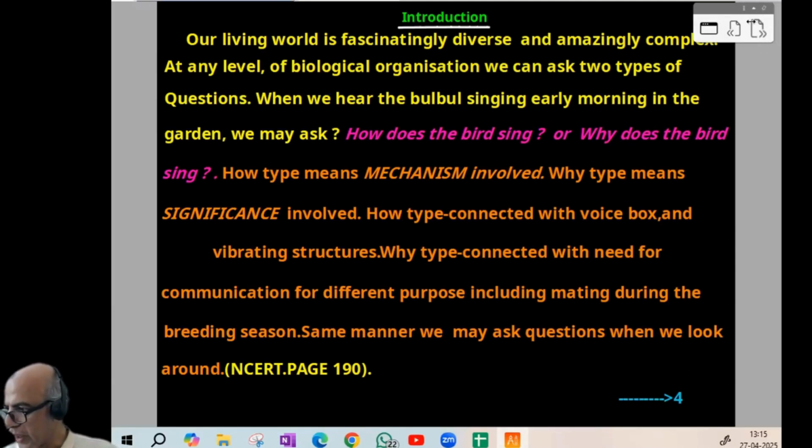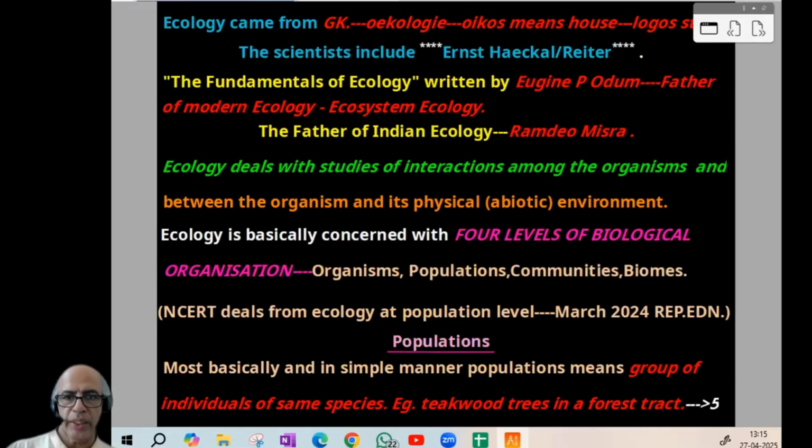Then origin of the term ecology, that is zoology. Two famous scientists, Haeckel and Reiter. Then Fundamentals of Ecology written by Eugene P. Odum, father of modern ecology, ecosystem ecology; father of Indian ecology, Ramdeo Misra. Then 4 levels of biological organization: organism, population, community, biomes, and NCERT starts with the population.